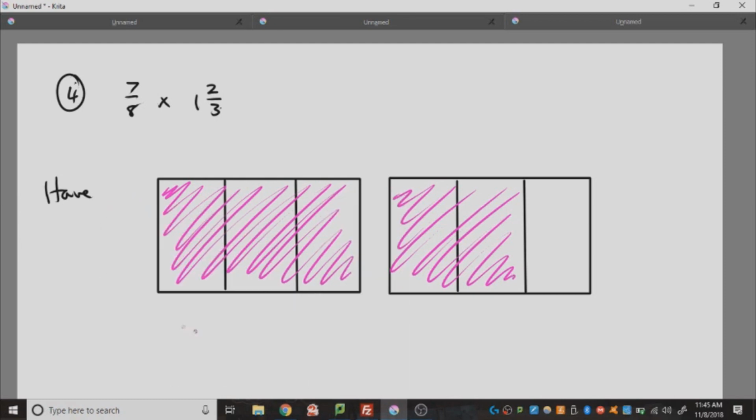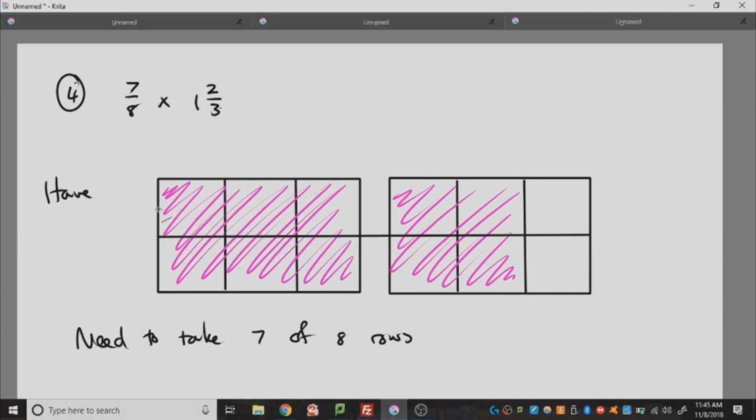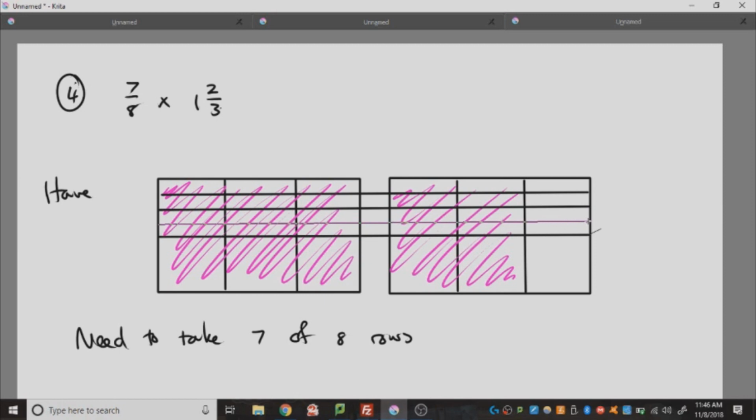So I need to take 7 of 8 rows, because I've used columns. So I'm going to have to make rows of 8. So split it in half. I'm just going to go straight through. Why not? Split that in half. Split the half in half again. And eventually I'll have 8 somewhat equal rows.